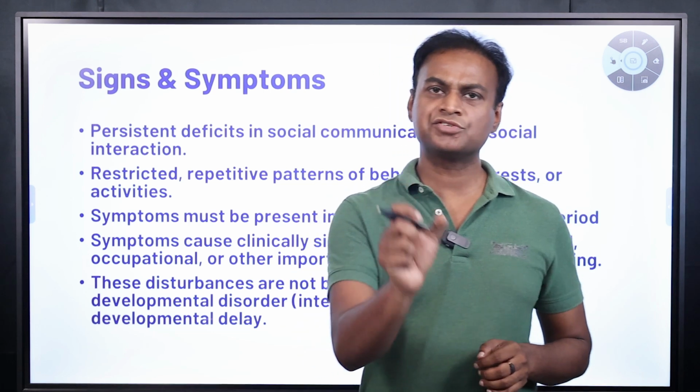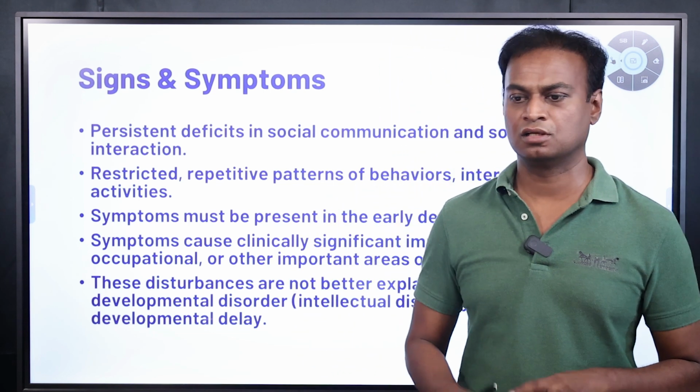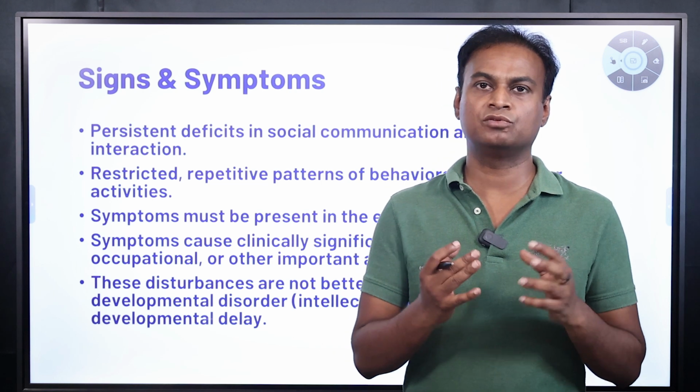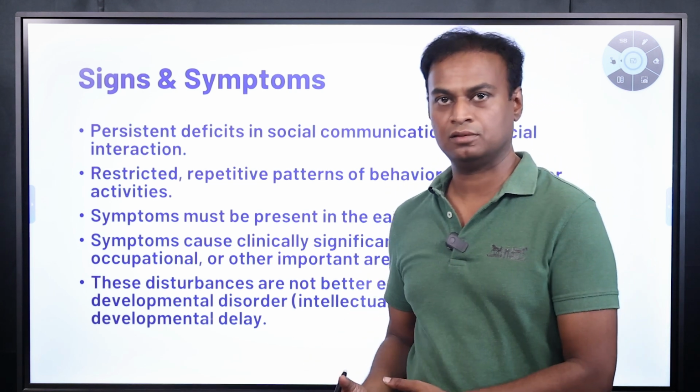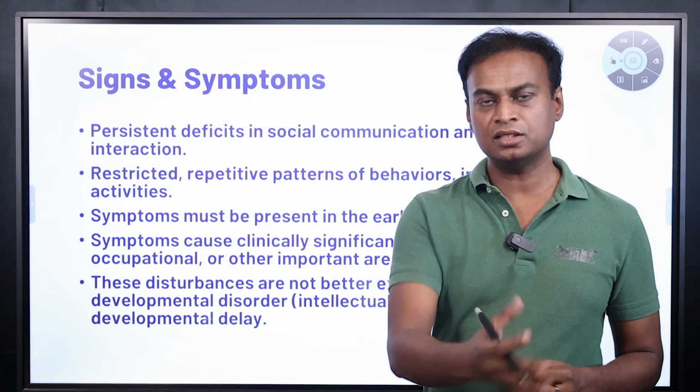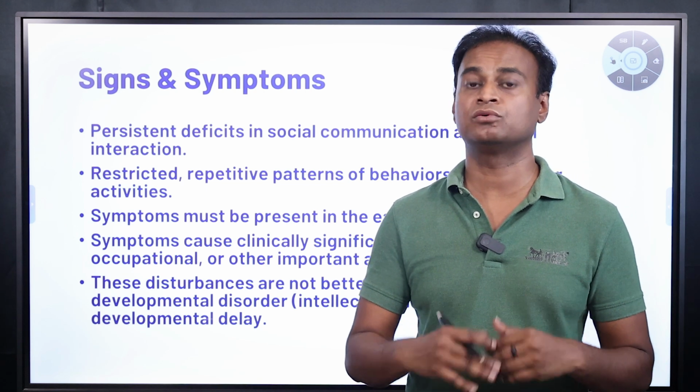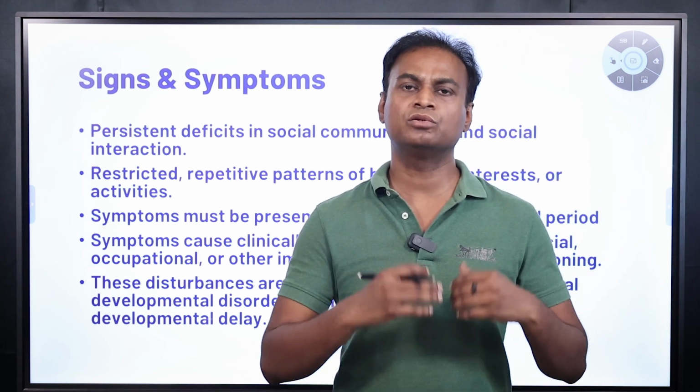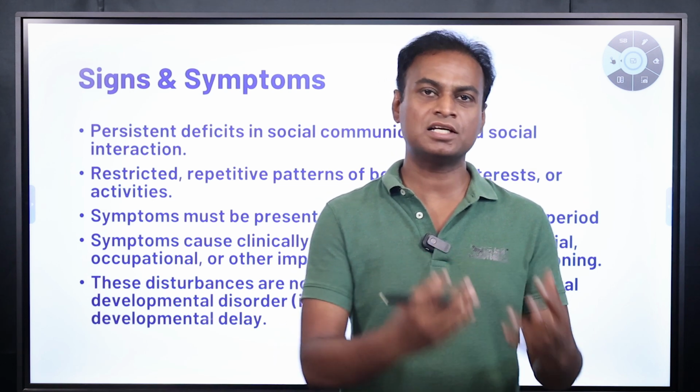The first one is that they have extreme distress at small changes. For example, every day the kid has to wear the red dress and the green shoes. If you change anything in their dress, they are not able to register it, and they go into distress or feel anxious about it.